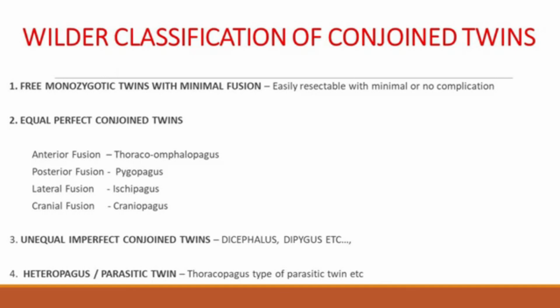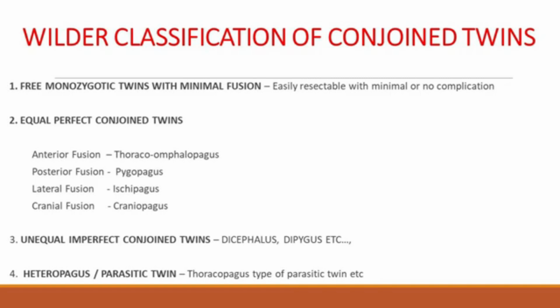Second one is the most common equal or perfect conjoined twins. That's the most common type of conjoined twins. The incidence is well known, and most of the medical books describe in detail about the staging and classification and incidence of the subtypes. We'll talk about the subtypes. The first one, the anterior fusion, is the most common type of equal conjoined twins with 40 to 50%. That can be either thoraco-omphalophagus or thoracopagus or omphalophagus with fusion of heart or stomach or both.